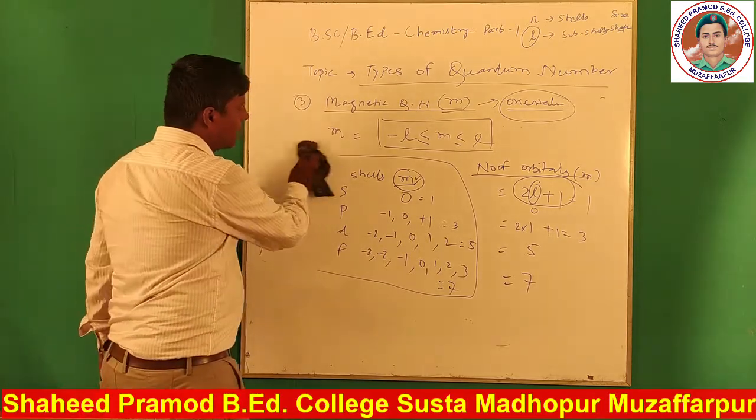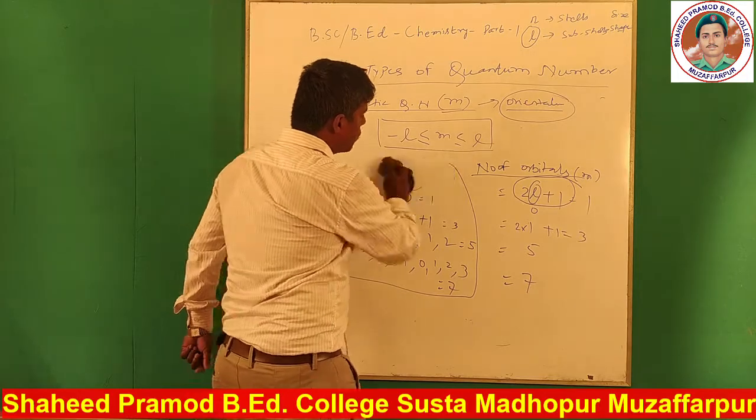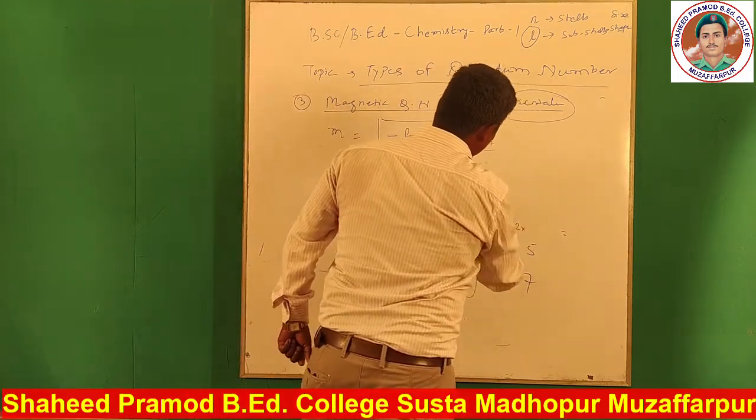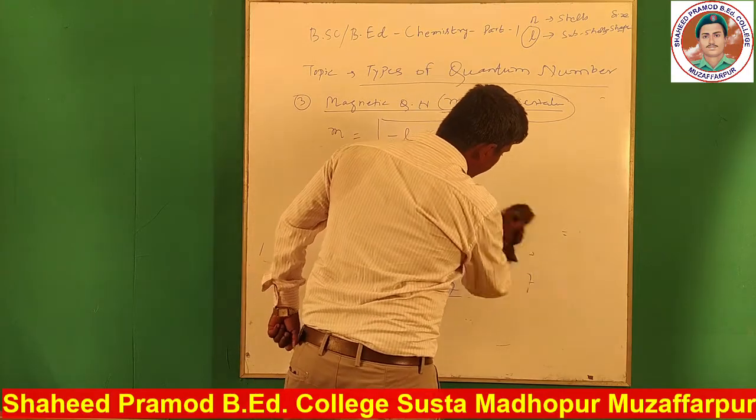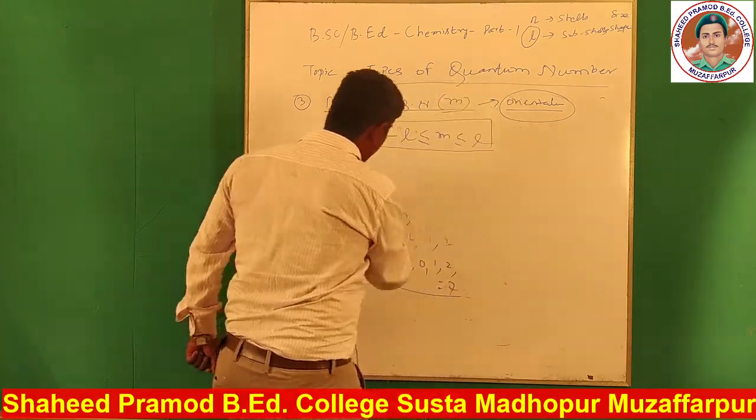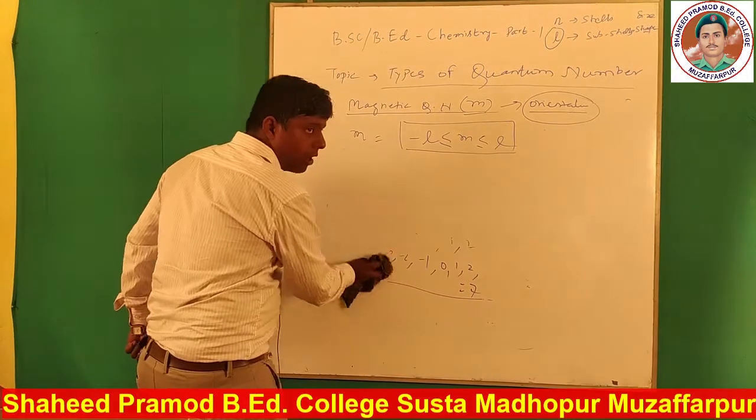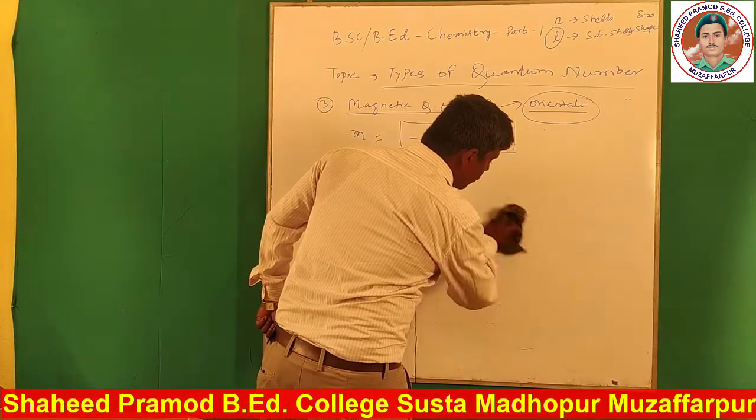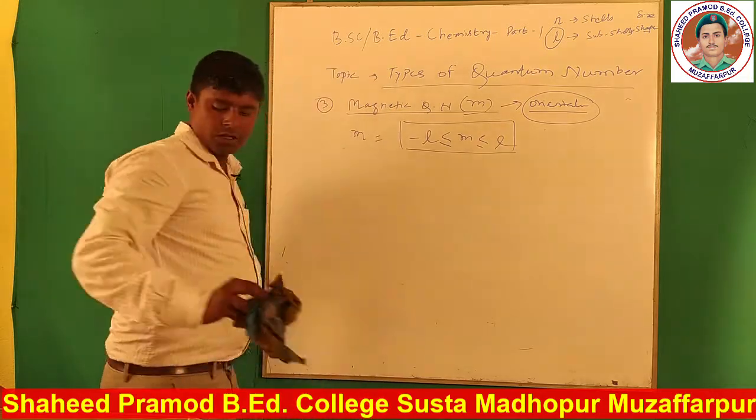Now we are going to draw another table which is very important, and you can easily understand how the number of orbitals can be calculated for particular subcells.